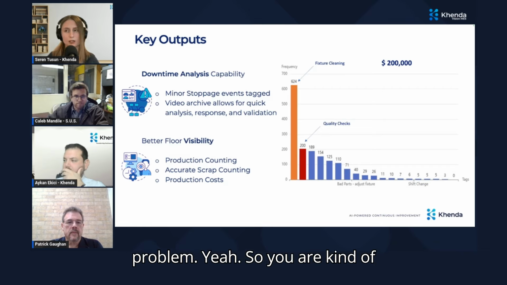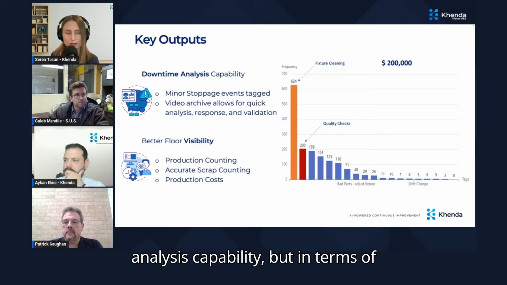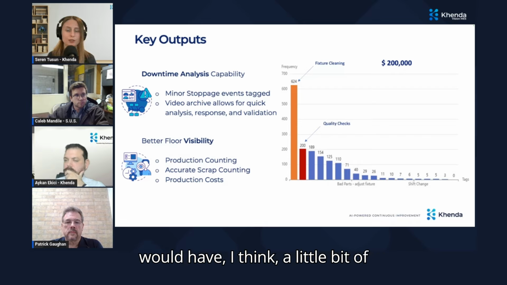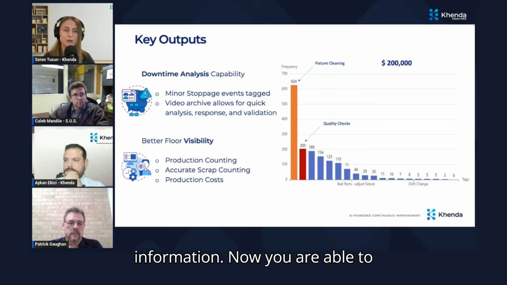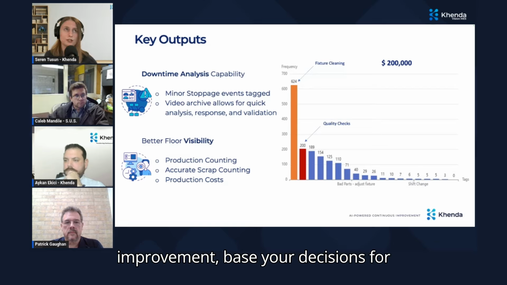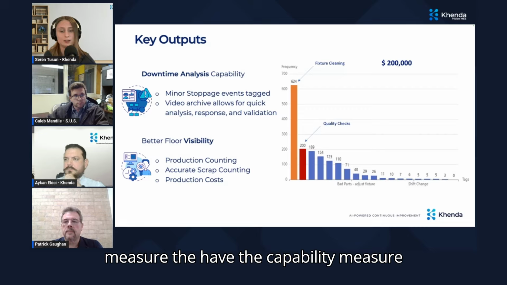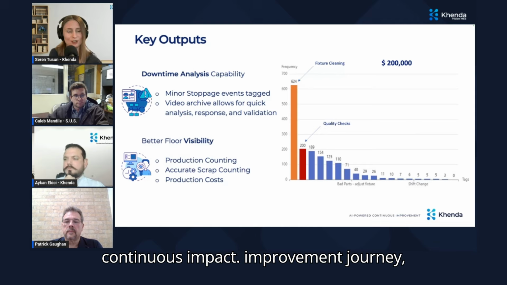We want to use the Khenda vision system to solve that problem. Yeah, so you are utilizing the system for downtime analysis capability, but also for visibility. Otherwise you would have delayed information that is not trackable. Now you are able to track that information, base your decisions for improvements on that data, and actually measure the impact. So it's a continuous improvement journey. It adds up.